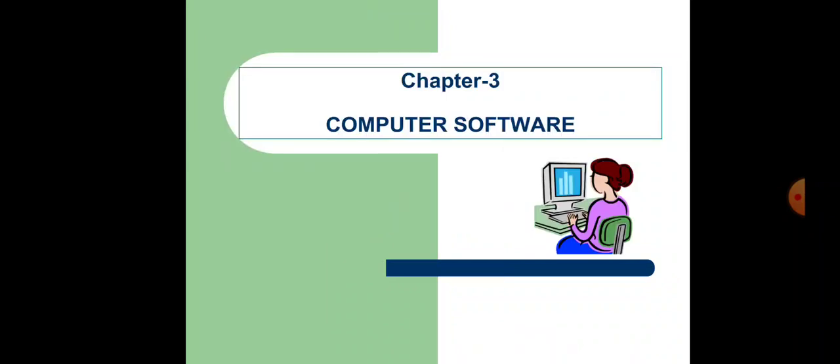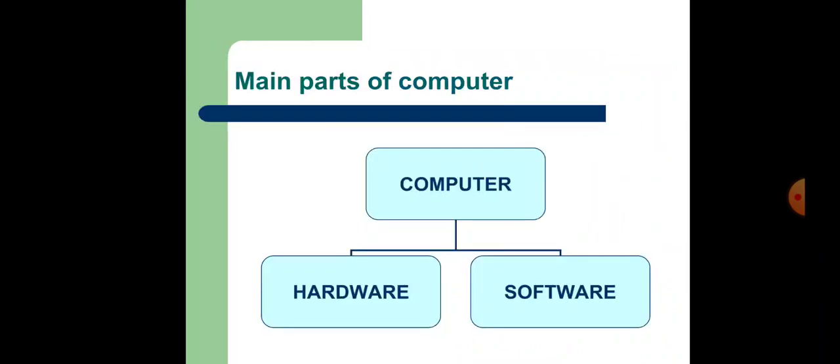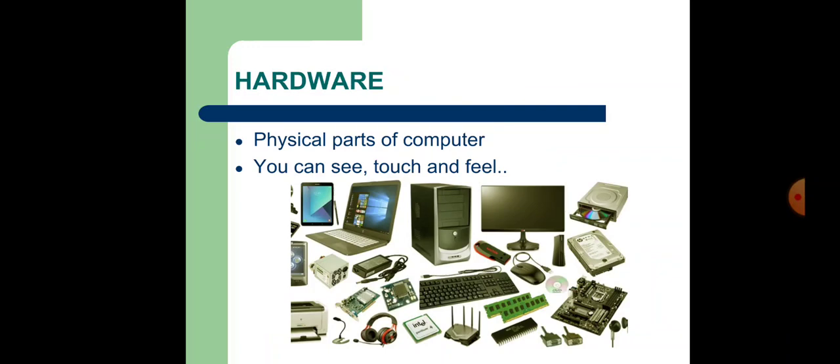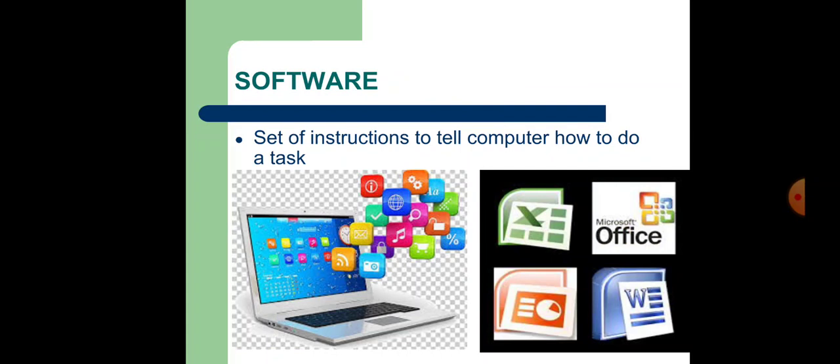Children, in the last class we started chapter number 3 of your computer book, Computer Software, and you were introduced to the two main parts of a computer, hardware and software, in the previous chapters, where you learned that all the physical parts are the hardware parts. Also, you learned that the set of instructions that we give to a computer that tells the computer how to do a task is software. Now let us learn more about software.